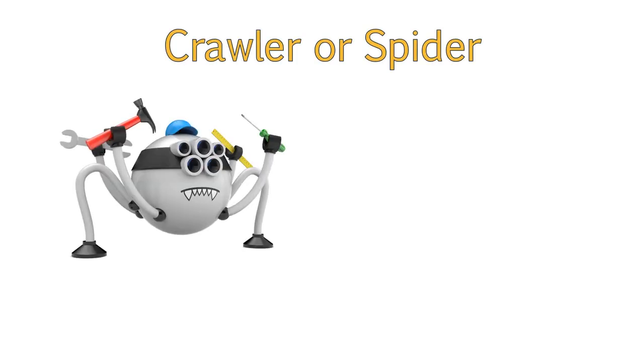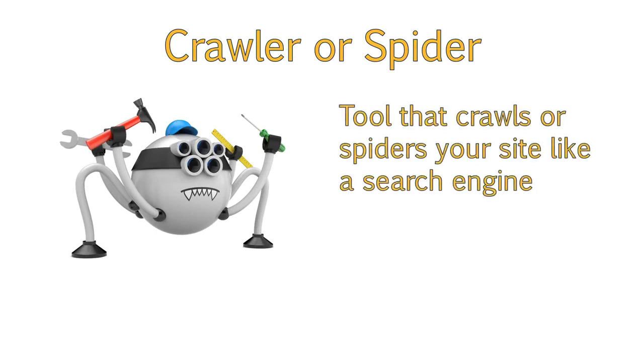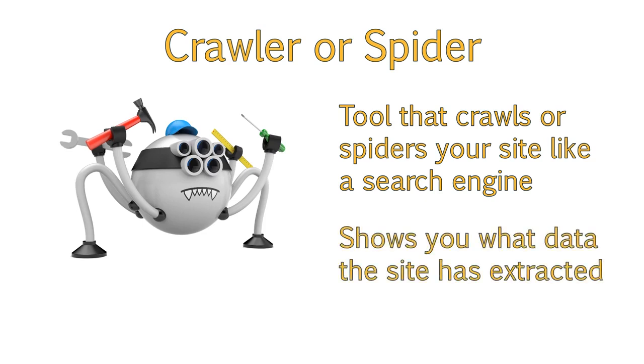A good way to view information across an entire site is to use what is referred to as a crawler or spider tool. A crawler is a tool that crawls or spiders your website just like a search engine would. This shows you what data it has extracted from the pages of your site. This allows you to get a large-scale view of the information we discussed in these lessons.